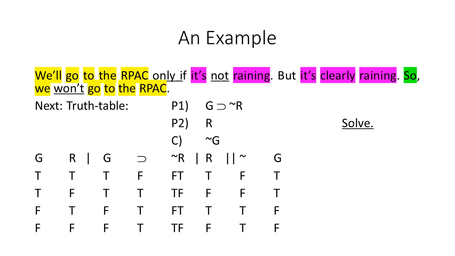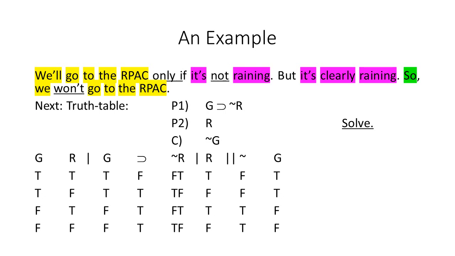So now we want to use this to see whether or not the argument's valid or invalid. So how do we do that? All right, the pause there was for you to say, I assume you said something like this. We look to see if there's any row where the premises are true and the conclusion's false at the same time. If there is such a row, then the argument's invalid, because such a row would show that it's possible for the premises to be true and the conclusion false at the same time.